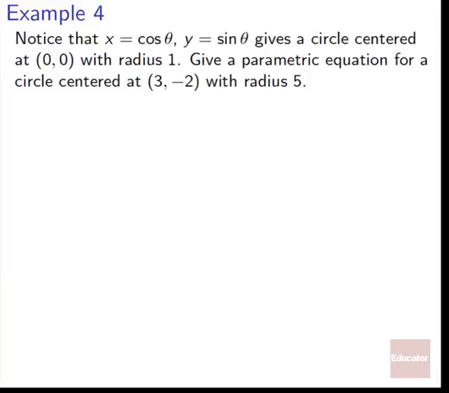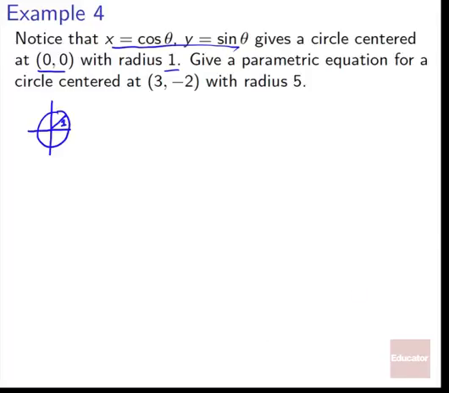Fourth example, notice that x equals cosine theta, y equals sine theta, gives a circle centered at 0, 0 with radius 1. We won't show this precisely. If you're not sure about this, try graphing it. It's pretty cool. It comes out to be pretty clear if you just go through a few points. So x equals cosine theta, y equals sine theta gives us 0, 0, radius 1. So we wind up getting a circle with radius 1.